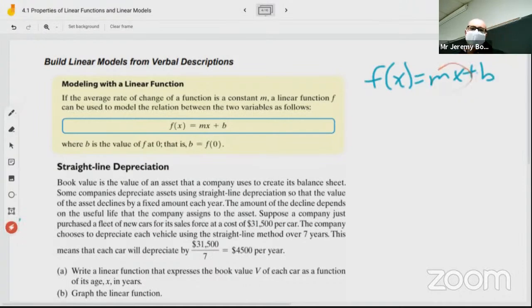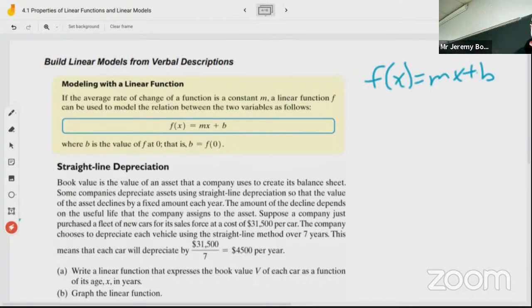The m on the mx, that's the slope, that's the rate of change, the average rate of change. We talked about that yesterday. It's how much the y value is changing compared to the x value. So if the average rate of change of a function is a constant m, a linear function f can be used to model the relationship between the two variables as follows.